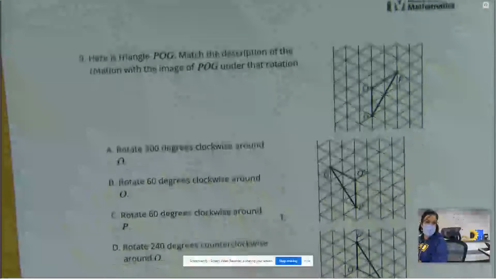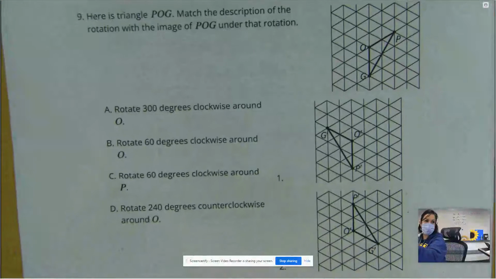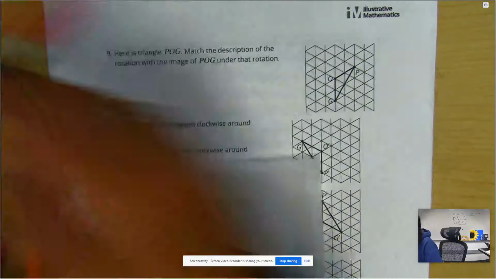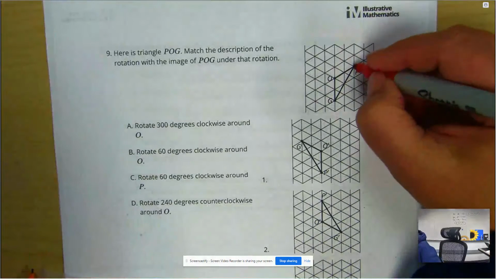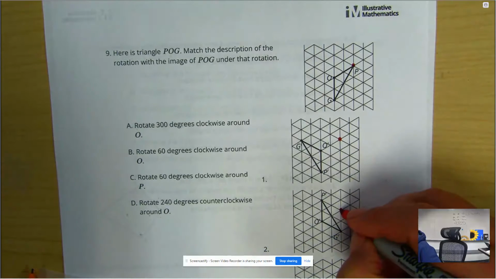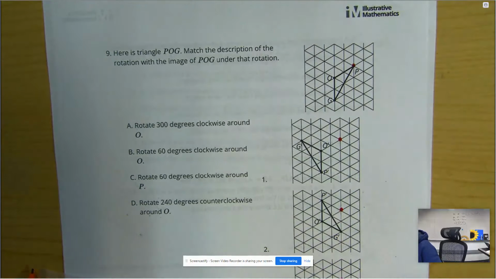We're doing this review problem number 9. It says, here is a triangle POG. Match the description of the rotation with the image of POG under that rotation. All right, so notice this original is 2 down on every picture. So I'm going to go like this so I know where to line it up. And I'm going to trace this one.